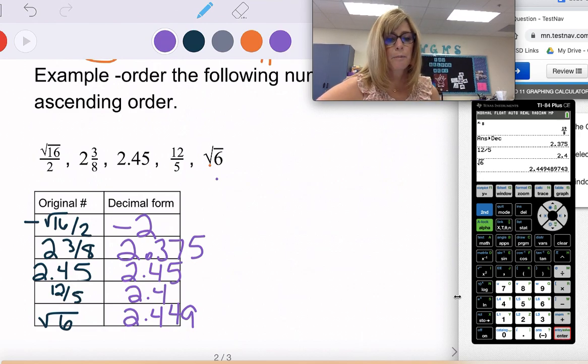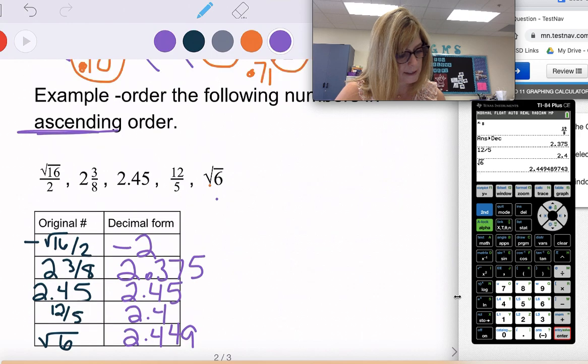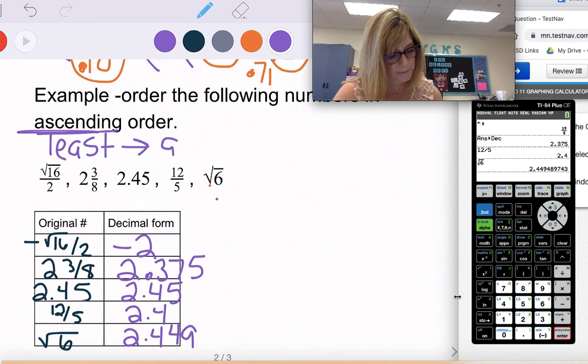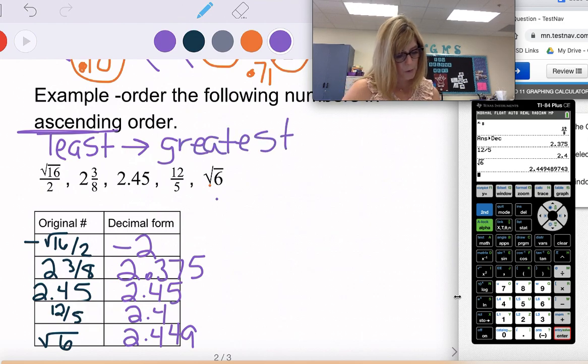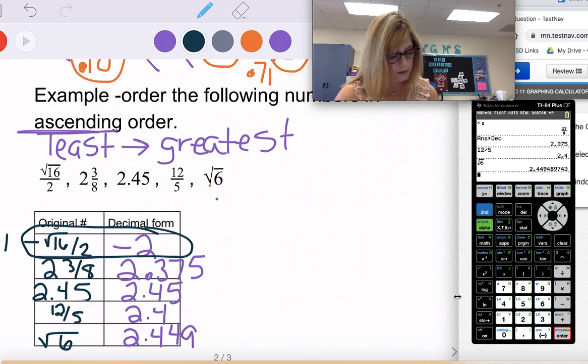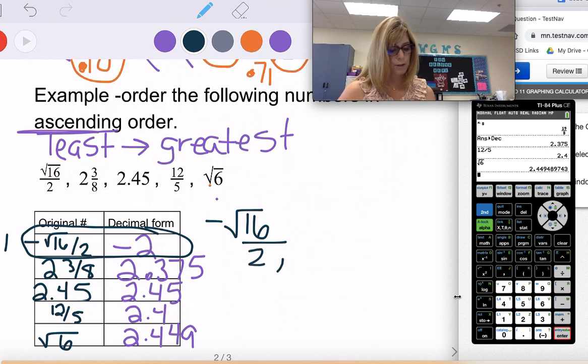Okay, so I have put these numbers in their decimal form. So I'm going in ascending order again, which means least to greatest. So my smallest number is going to be this negative number right here. So that's first. So I'm just going to list it in its original form. So -2, which is negative square root of 16 over 2. That's going to be the smallest.